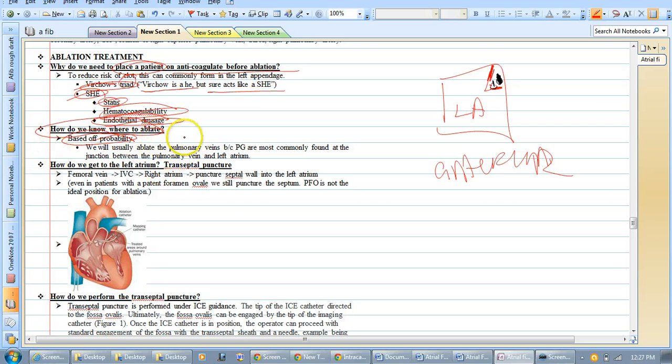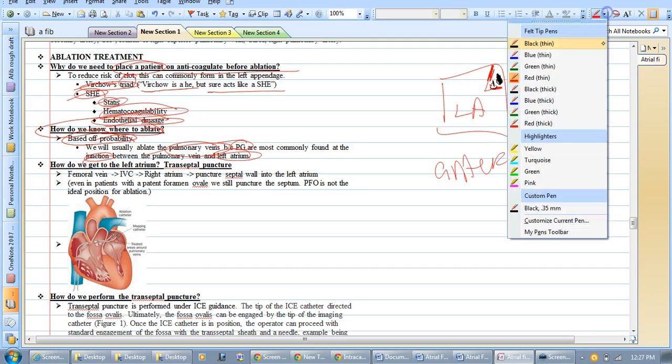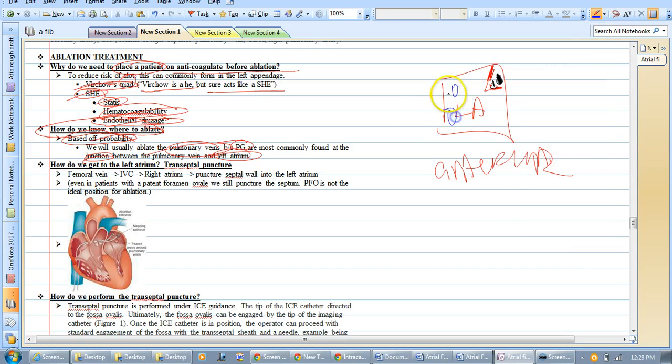So most commonly, as we talked about before, the PGs are going to be found at that junction between the pulmonic veins and the left atrium, right? So if we go back to our drawing and we add in the pulmonic veins, where are these PGs most likely to be found? Right at that junction point, okay? The little dots that I'm trying to draw in green.